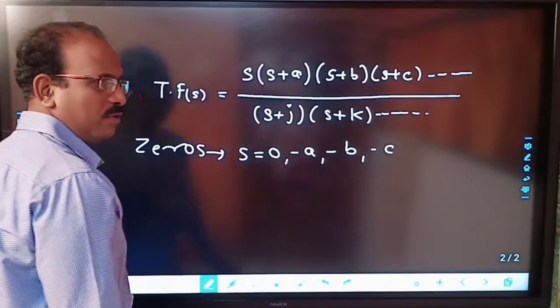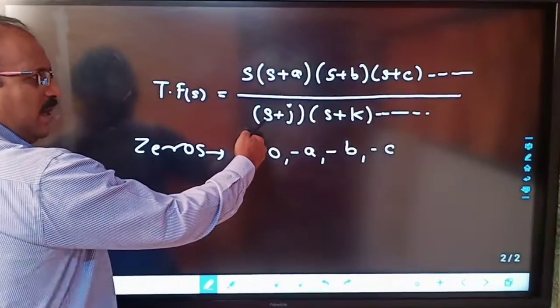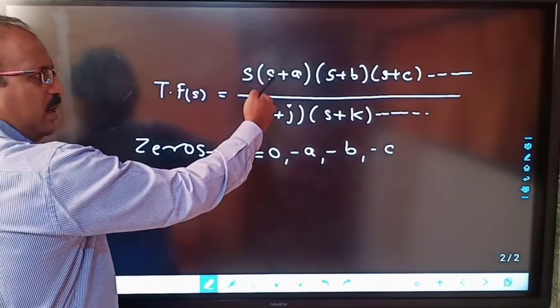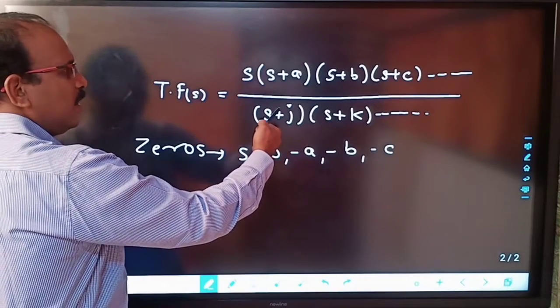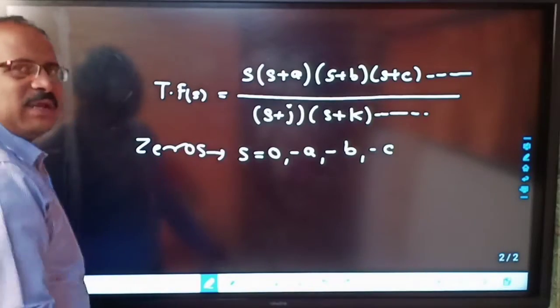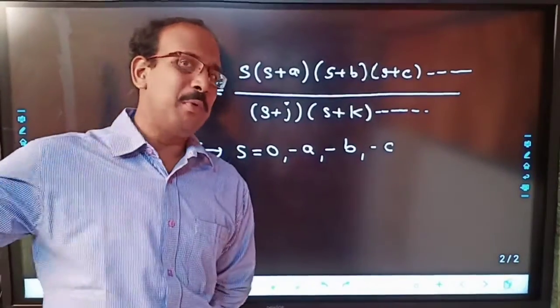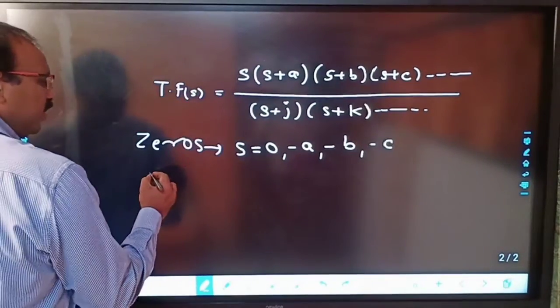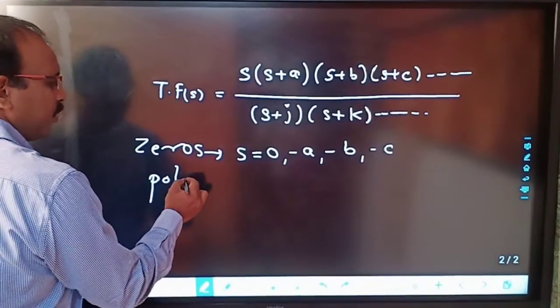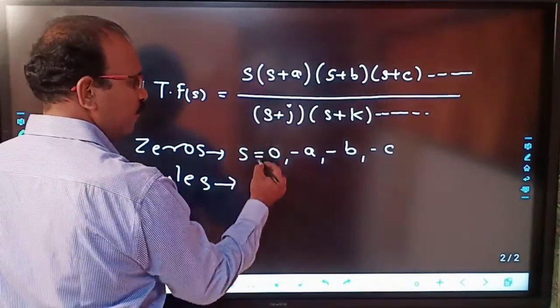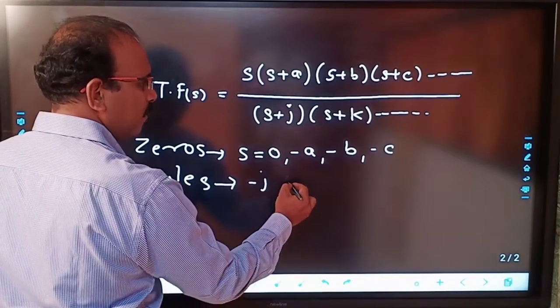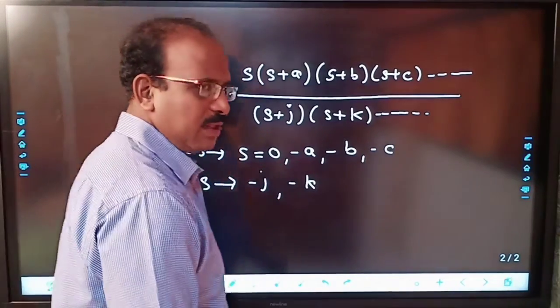These are zeros. Here if we substitute s equal to minus j, anything divided by 0, this term becomes 0 and the system becomes infinity. Infinity means extreme end. So these are called poles of the system, which I have already explained in the last lecture. So minus j and minus k are the poles of the system.